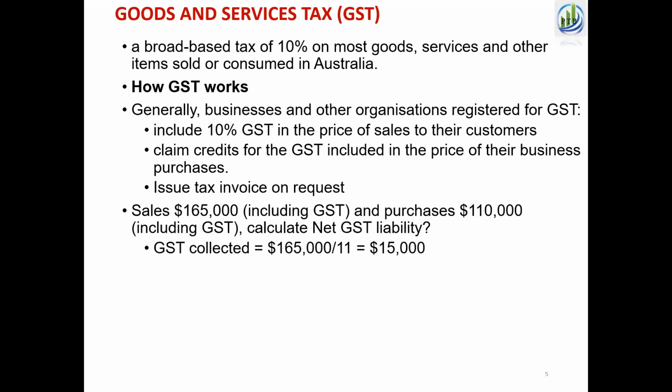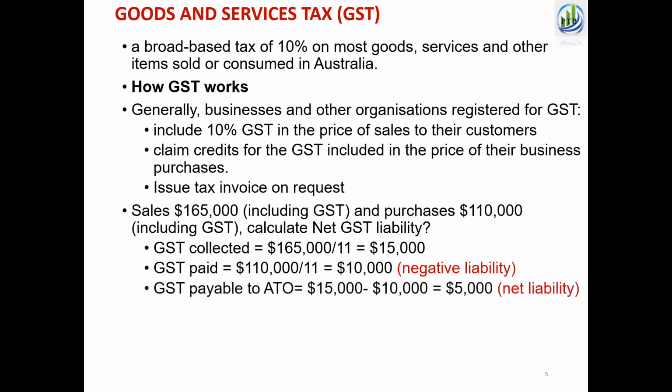Purchases are $110,000. So how much GST did you pay on that purchase? $110,000 divided by 11 is $10,000, a negative liability. Why do we say that? If you collected, you have to pay it to the ATO, that's a liability. If you paid, the ATO should pay you, so it means negative liability. The difference between the two you are going to settle with the ATO. In this case, $15,000 you should give to the ATO, $10,000 the ATO should give you. The difference between the two, $5,000, you are required to pay to the ATO.